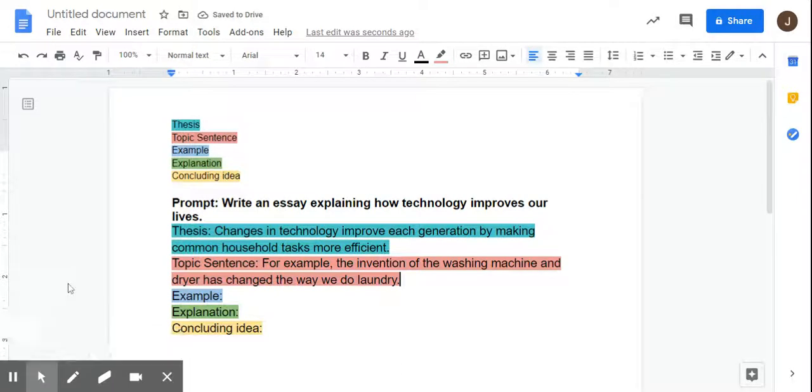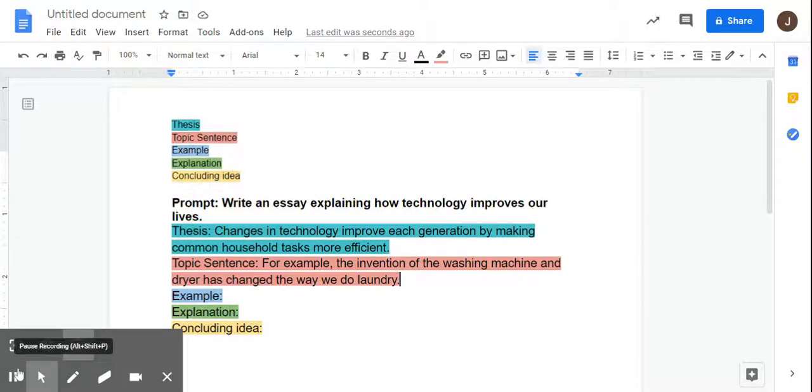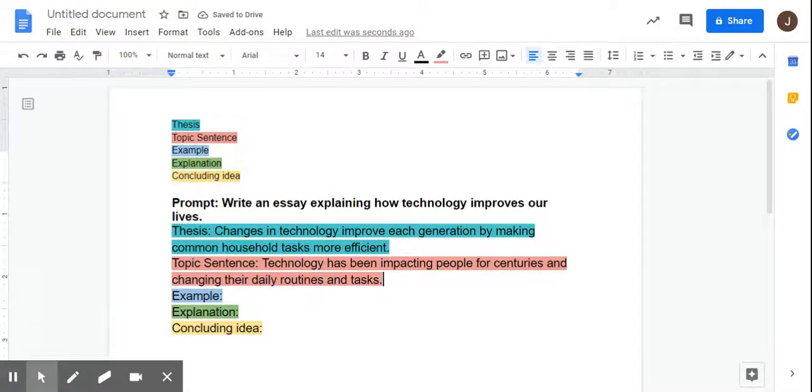Here's my topic sentence. For example, never mind, I wrote that wrong. Okay, let's try that again. I jumped ahead to my example. So my topic sentence: technology has been impacting people for centuries and changing their daily routines and tasks.